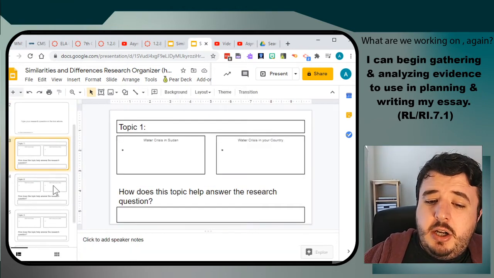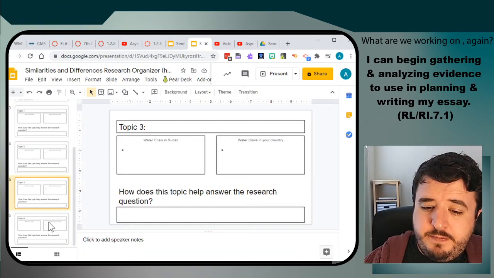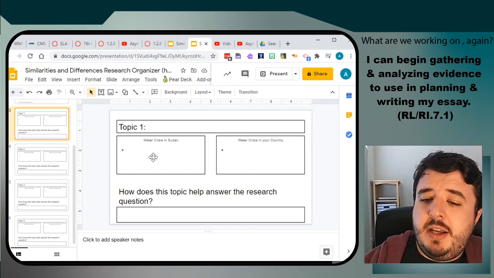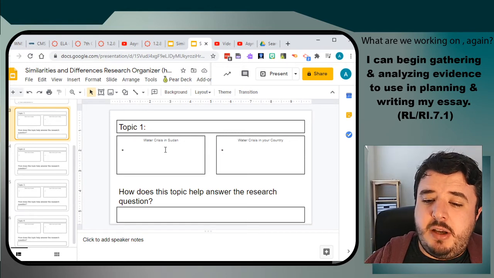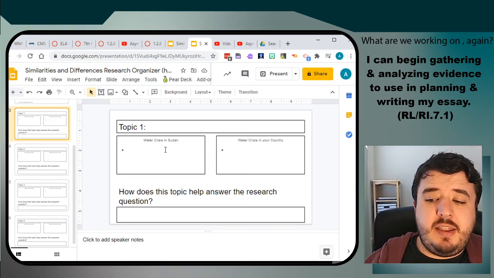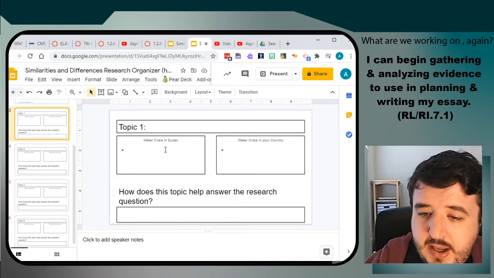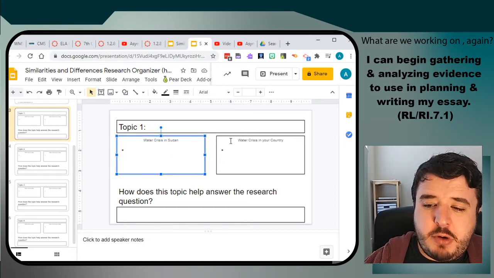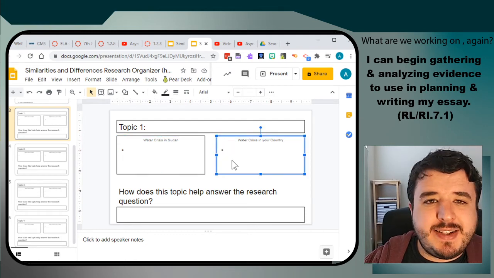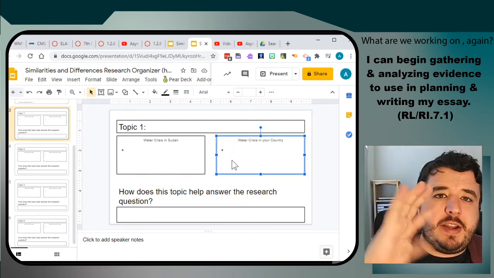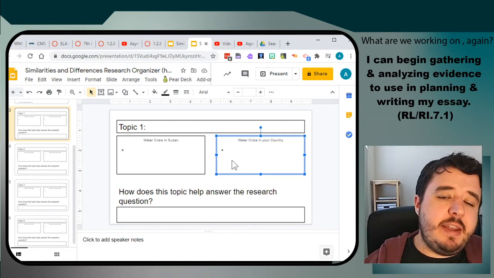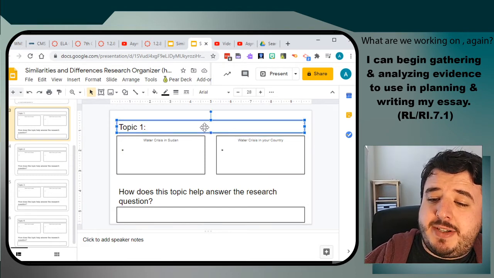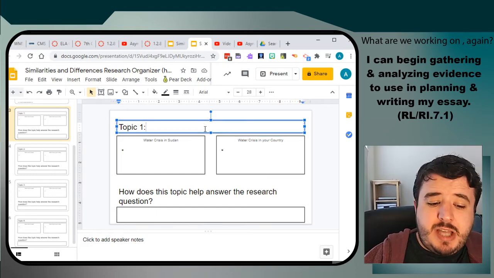And then there are 1, 2, 3, 4 slides that look pretty much the same. Your goal here is to organize the information about the water crisis in the Sudan and the water crisis in the country that you picked. I know that you already have all this information, right? The main goal here is to try and organize it into a compare and contrast organizer as opposed to having it in different spaces. So up here you would type in the actual topic for the thing you're discussing.